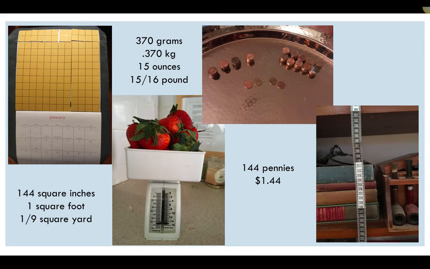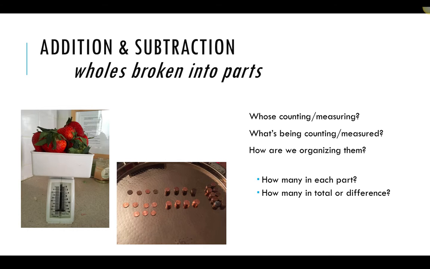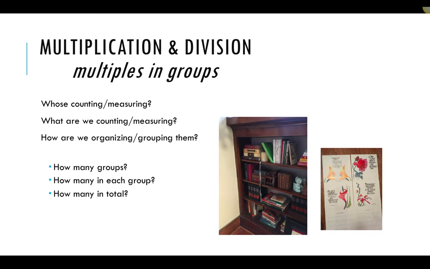$1.44, or 245 thousandths of a meter, 24 5/10 of a centimeter. This week we'll be talking about the ones that yield decimal measurements. We'll still add and subtract the same way. We'll have parts, but our parts will be decimal parts. And we'll still multiply and divide, but our groups or our multiples will be decimal measures. So we'll have multiples of decimal measures.